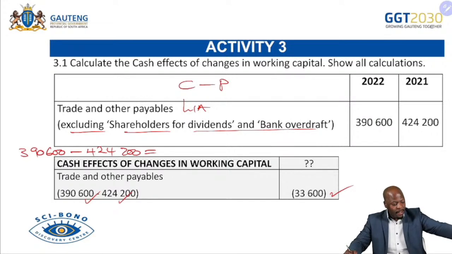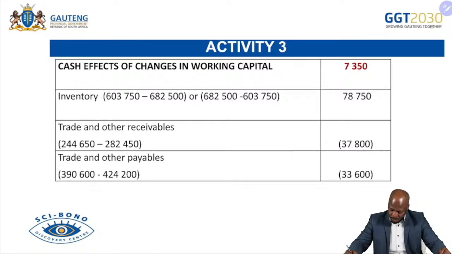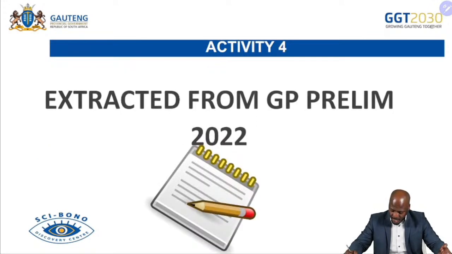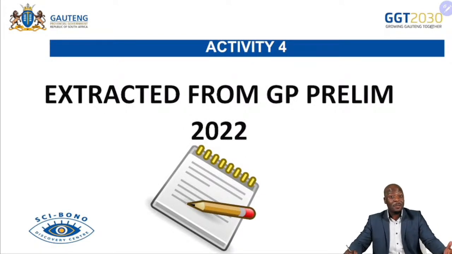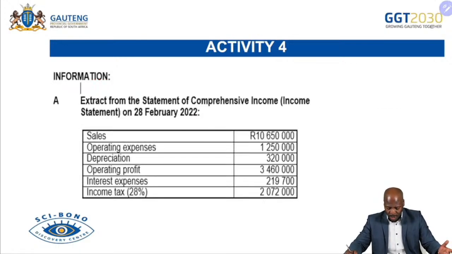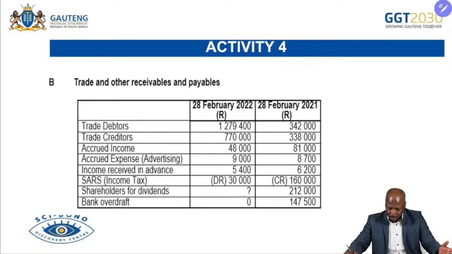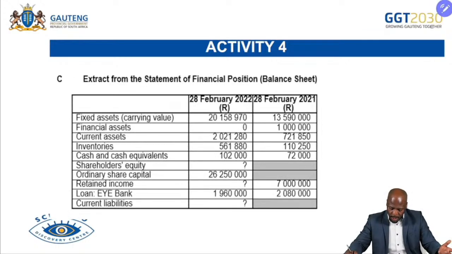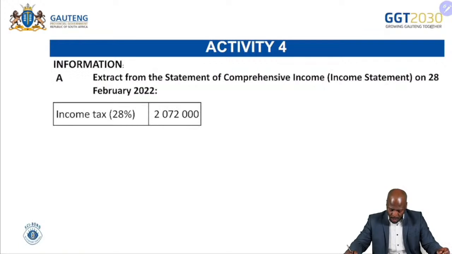All right. So I have an interesting question for you here from the Gauteng province. Here we go. Here is the Gauteng prelim for the year 2022. Okay, stay tuned. I want to show you a few tricks that were in this particular paper. Now, it says Severance Limited. The information below was extracted from the records of Severance Limited. The financial year ends on the 20th of February. And then what else do they say? Here is the extract of information, another extract, and then we will now begin here.